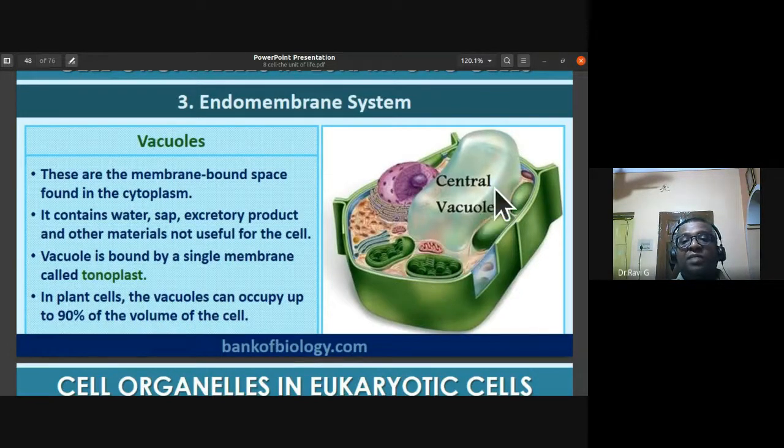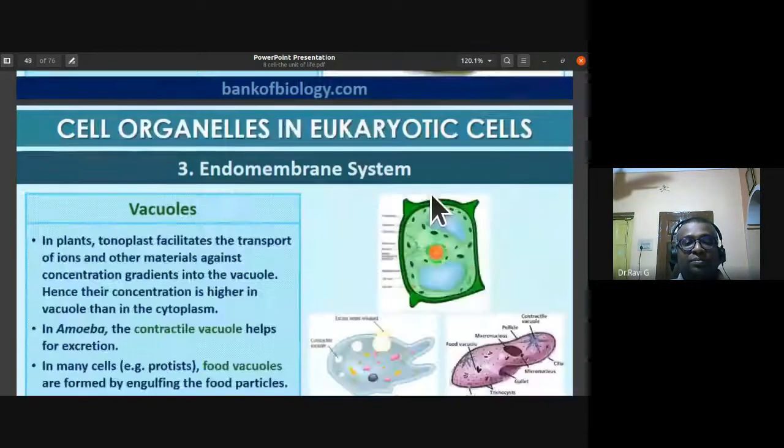So vacuoles are membrane bound space found in the cytoplasm. They have an outermost single membrane covering called as tonoplast. The vacuole consists of water, sap, excretory products, and other materials which are not useful for the cells. In the plant cell, the central vacuole occupies up to 90% of the total volume of the cell. That is what you have to remember regarding the vacuoles.